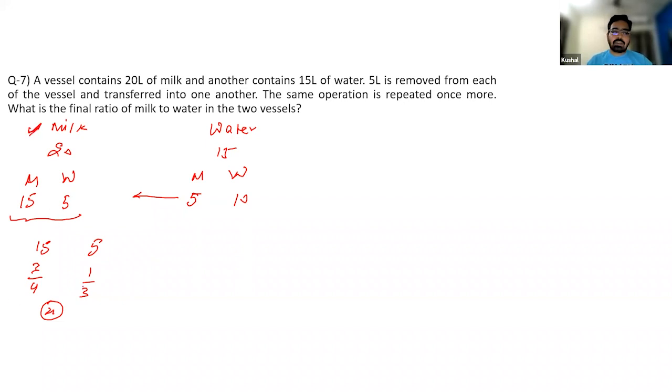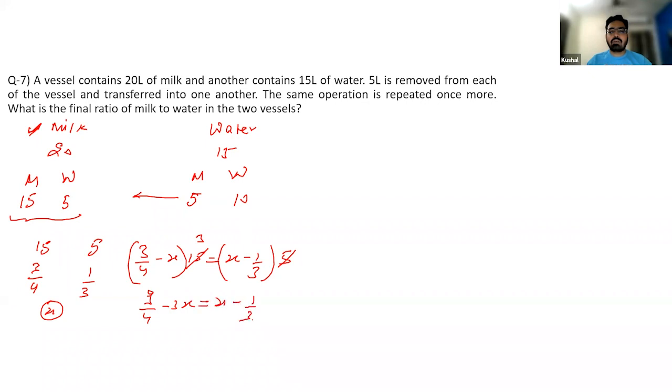Right? So let's have a look at this. 3/4 is of course greater. So what am I going to make as the equation? (3/4 minus X) into 15 should be equal to (X minus 1/3) into 5. So we'll say 5 3s are 15. We will get 9/4 minus 3X is equal to X minus 1/3. So go further and solve this.